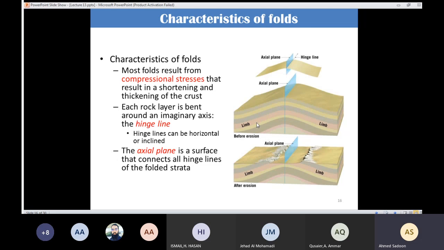And if you have a fold like this one, if it's subjected to erosion conditions, because that part is higher than the other parts here, this part is going to be eroded by the erosion means, which we discussed earlier in the previous lectures. So this figure here is before erosion, and that figure here is after the erosion.